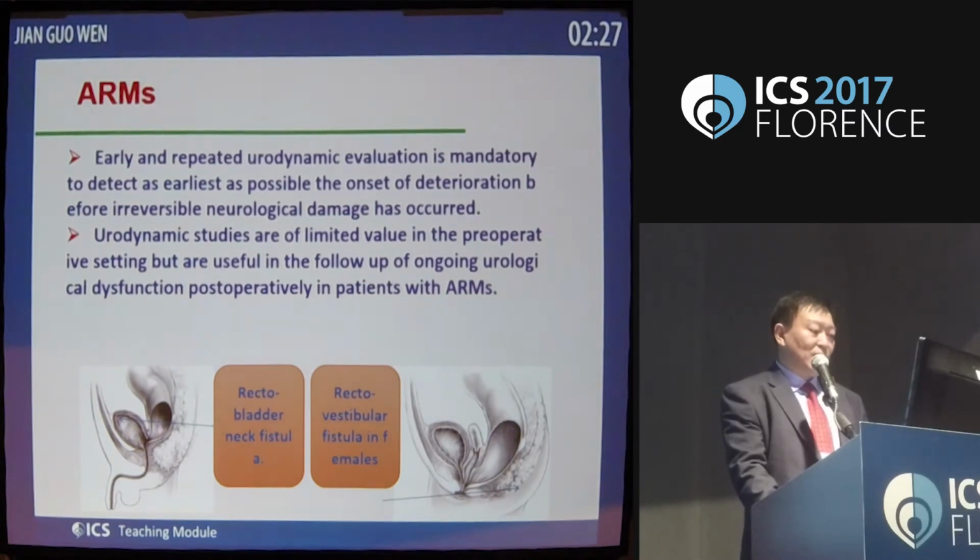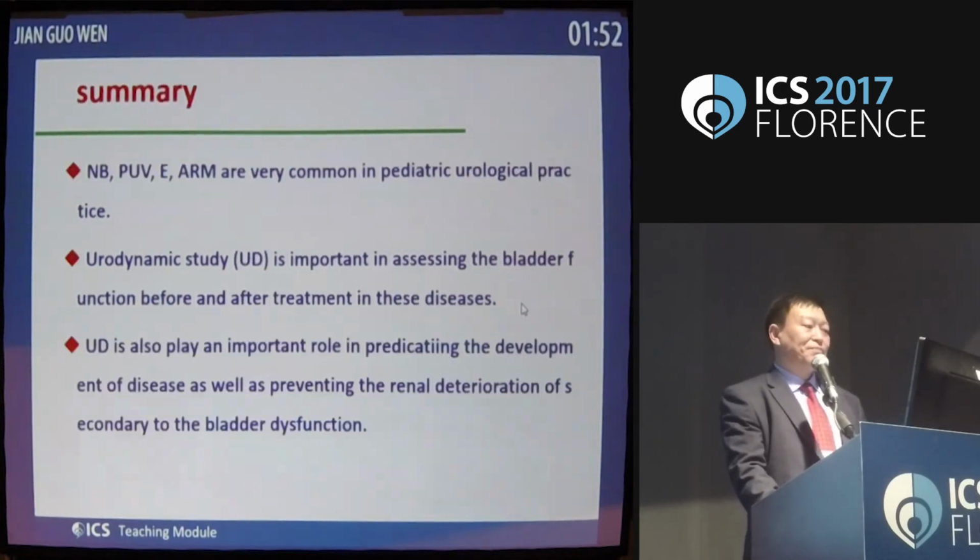Also, in these cases usually there is spinal occult dysraphism, which means most of the cases have a neurogenic bladder. So the urodynamic study is very important. Before the procedure it is not so important, but after the procedure you must use urodynamics to follow them, to give more treatment information for the patient, and also for the doctor.